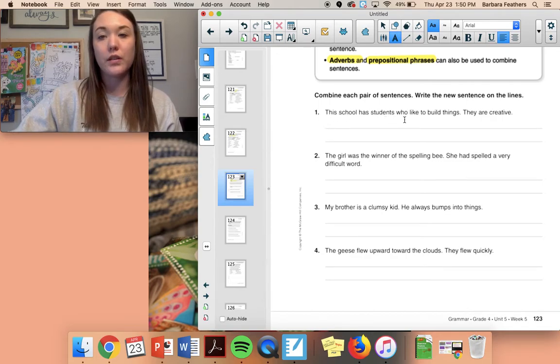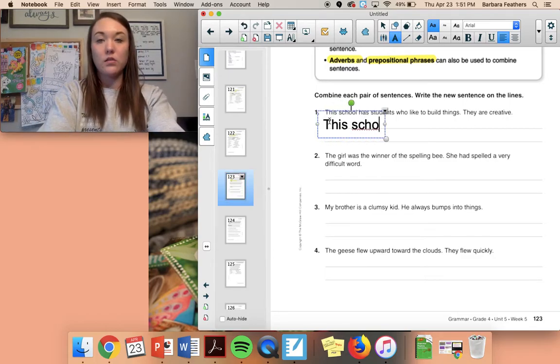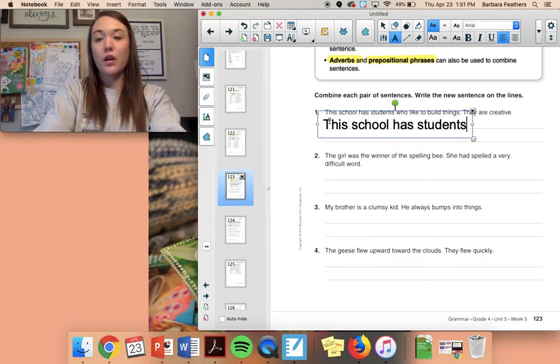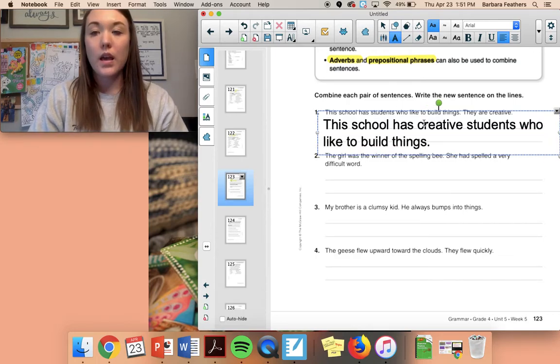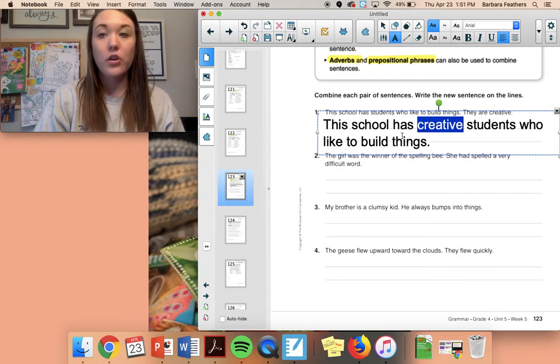This school has students who like to build things. They are creative. I'm going to combine by saying, this school has creative students who like to build things. In this sentence, I used creative as an adjective to combine these sentences together. Remember, adjectives are words that describe. This describes the students.